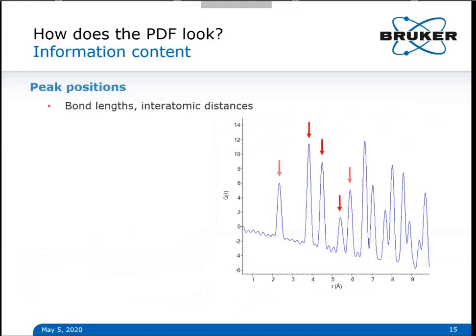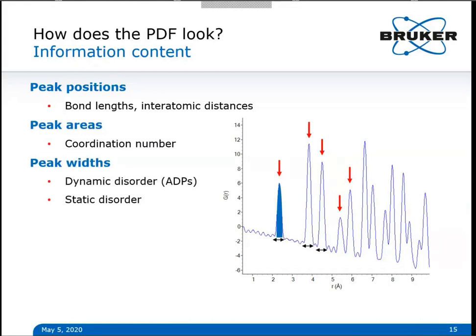Fortunately, because the PDF is a real space function, we can get some direct information just by looking at the curve. First, the peak positions tell us about the bond lengths and distances between atom pairs. The peak areas give information about coordination number, and it's also related to the scattering power of the atoms involved. For example, a PDF peak corresponding to 2 lead atoms will be much larger than, say, between 2 oxygen atoms.